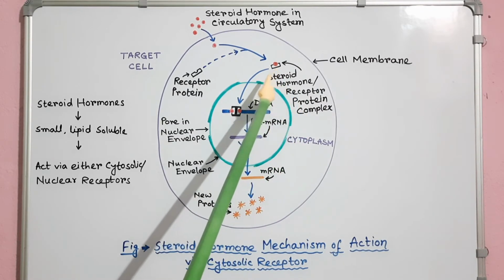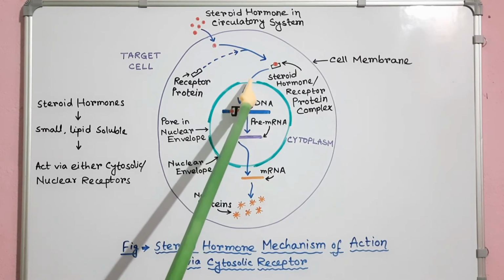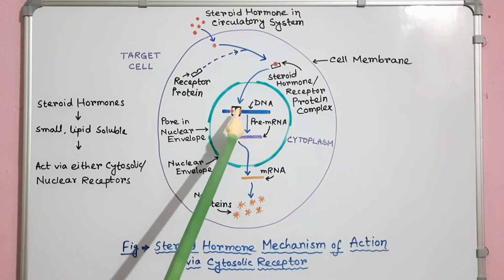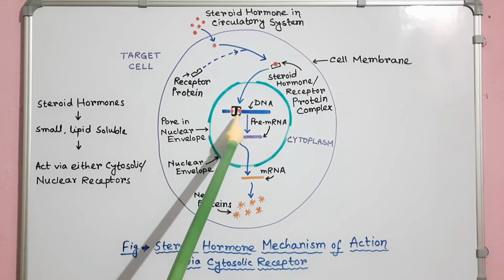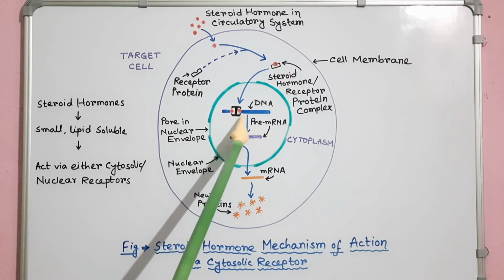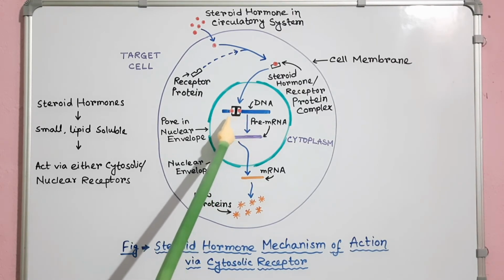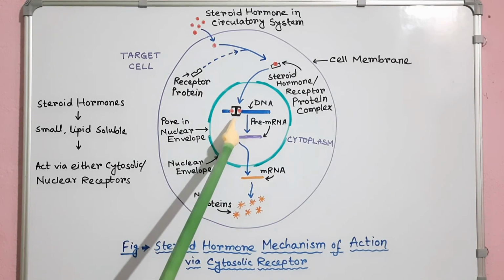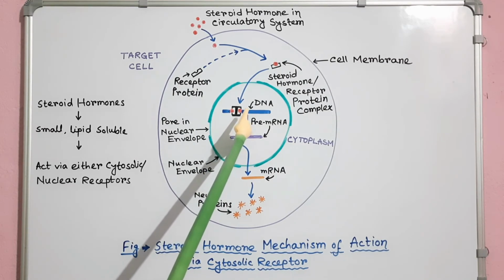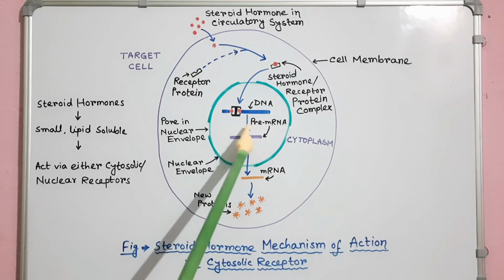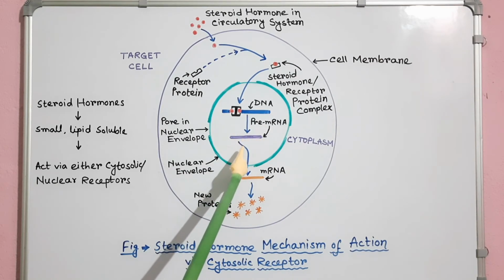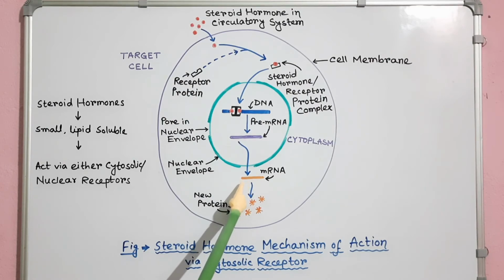Now, this complex enters the nucleus through the pores in the nuclear envelope. Then, the hormone receptor complex binds a hormone response element in the DNA. Here, it acts as a transcription factor. So, it stimulates the transcription of particular genes. The transcript or pre-mRNA is processed and transported to the cytoplasm. Finally, the mRNA is translated into proteins which are essential for different biological processes.